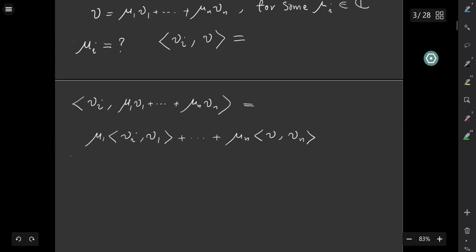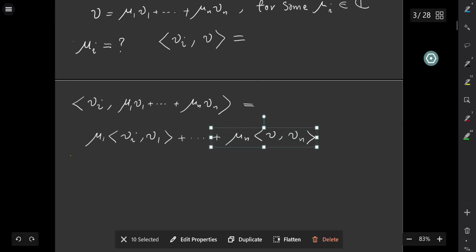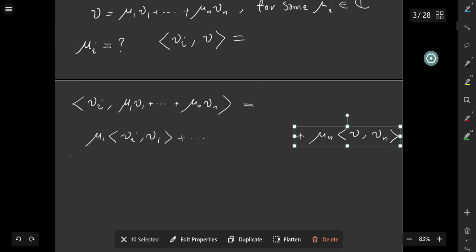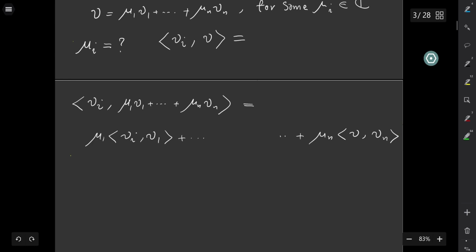Let's also write the mu i term in between, so we see that: plus mu i times the inner product of vi and vi, plus and so on. Do you agree with this? I just wrote this expansion.